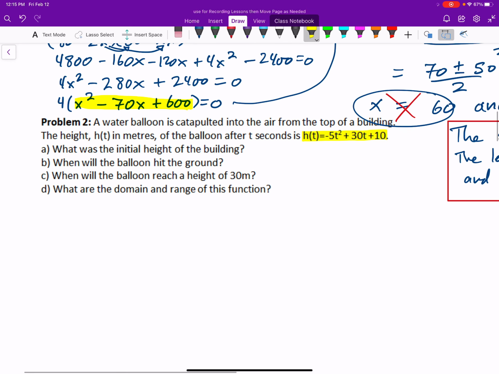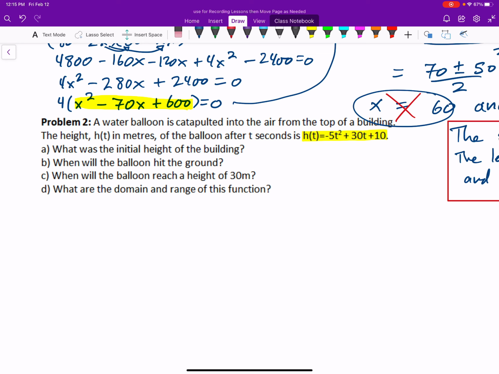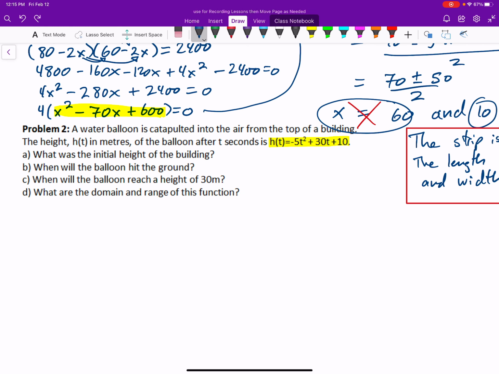Well, maybe a little sketch before I even do this will come in handy. Sketches are always a good idea. So let's say we've got just a freehand sketch here. Here's a building. Someone launches a balloon up in the air and it comes down, right? So it's going to go up and it's going to come down.